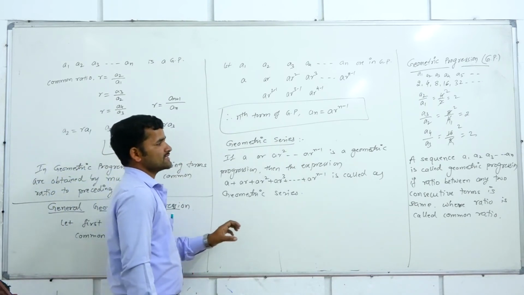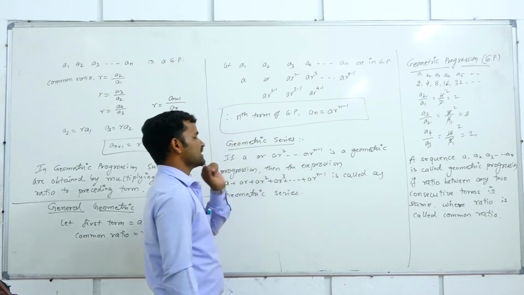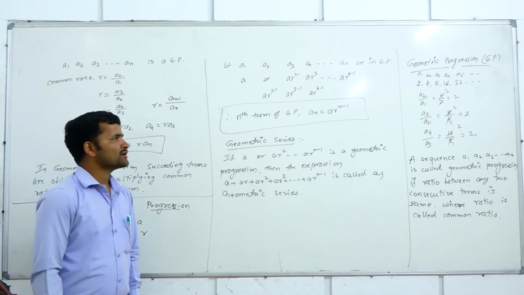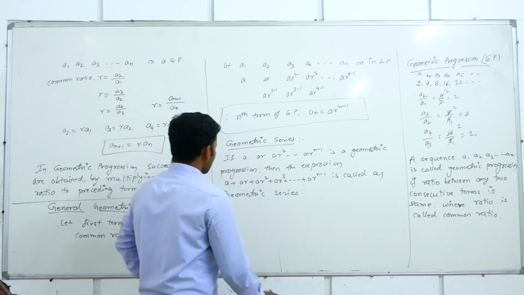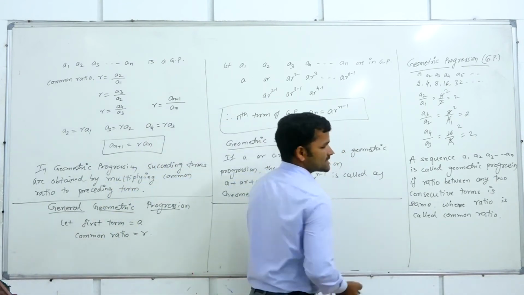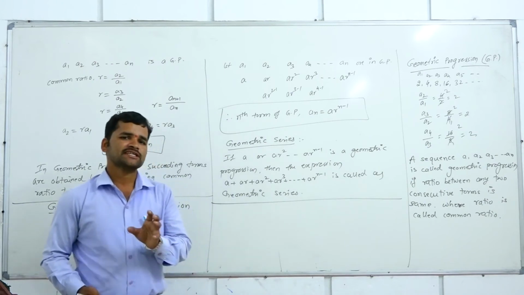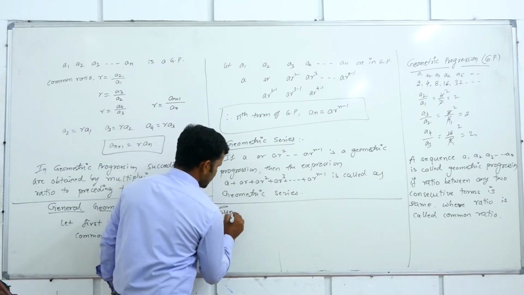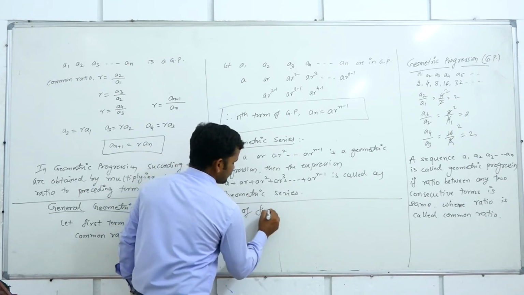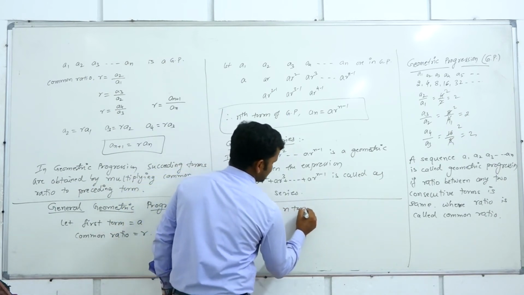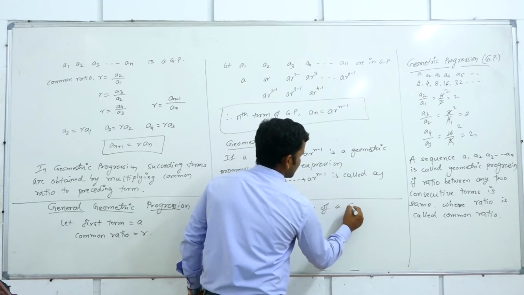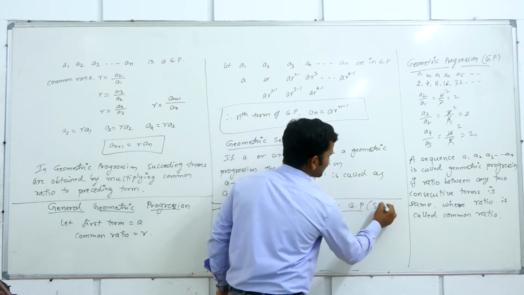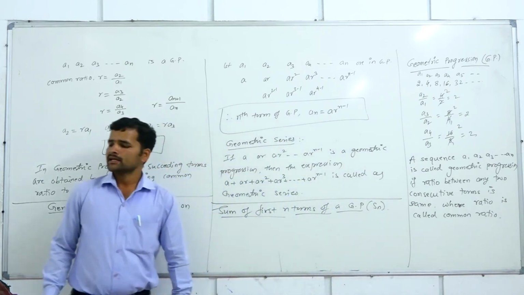This is about the geometric progression concept, definition, nth term of a GP, and also geometric series. Okay. Now we will go to the next concept, that is sum of first n terms of geometric progression. Sum of first n terms of a GP. That is the Sn formula we are going to derive now.